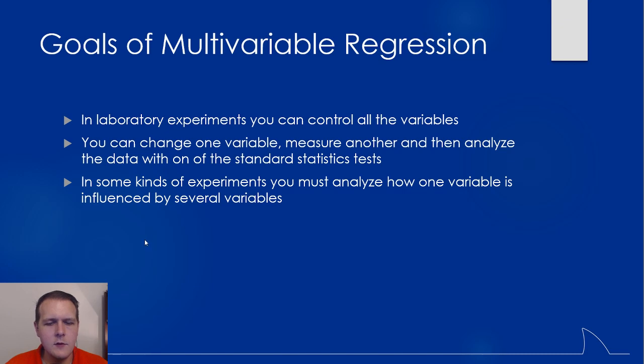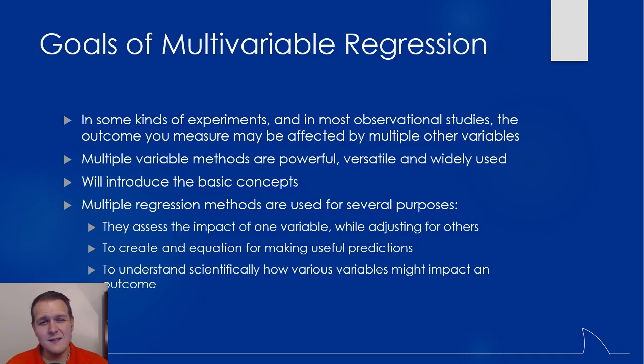In some of these cases, though, when you're running these experiments, you have to analyze how one variable is influenced by several variables. So instead of just changing one thing and seeing how the variable changes, we might have to see how the influence of multiple variables plays a role in determining or predicting a particular value. In these types of experiments, where we're looking at a number of different variables and trying to figure out how they may affect our outcomes, this is where our multiple variable methods come into play. They're very widely used. You'll see them all the time in the medical literature. We're just going to introduce the basic concepts here.